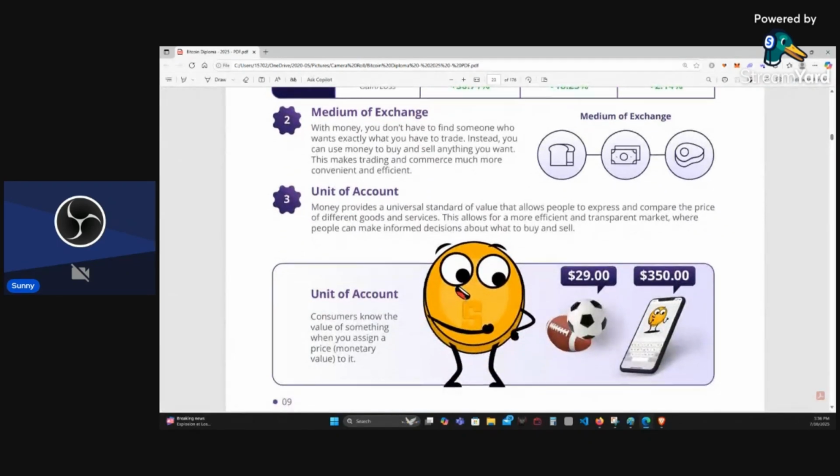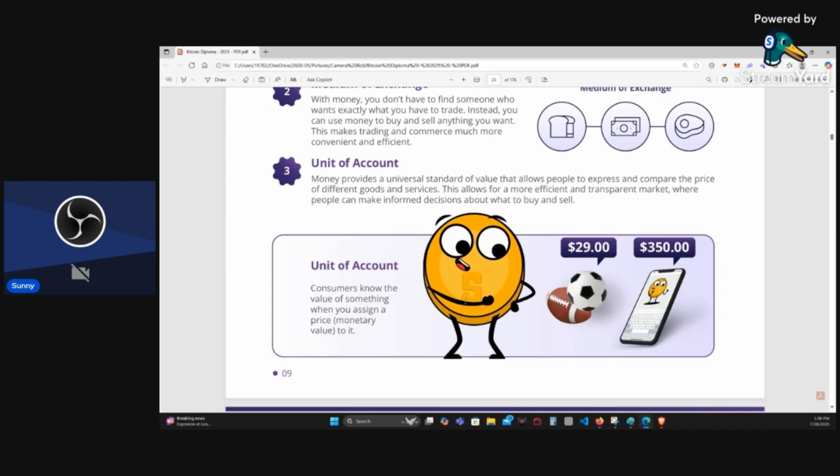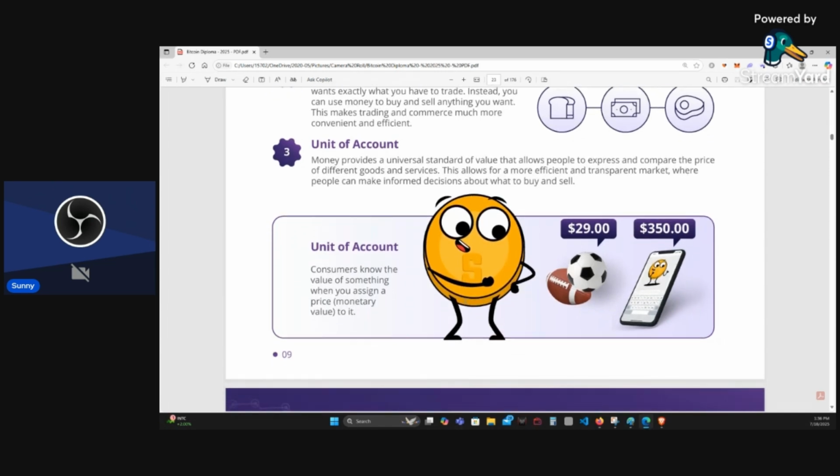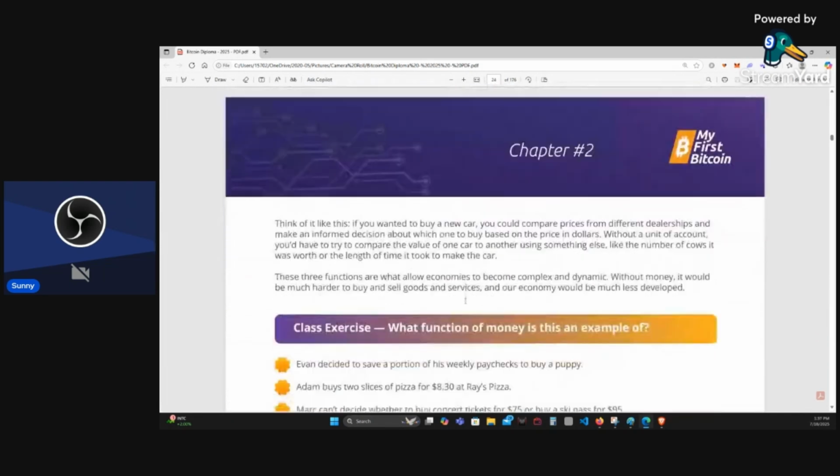And then lastly, number three, unit of account. Money provides a universal standard of value that allows people to express and compare the prices of different goods and services. This allows for a more efficient and transparent market where people can make informed decisions about what they buy and sell by comparing prices and whatnot. So that was number three, unit of account.